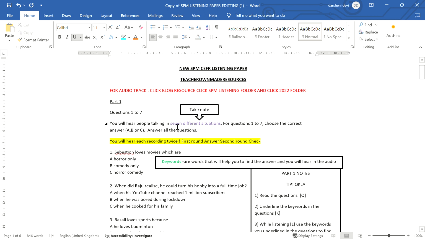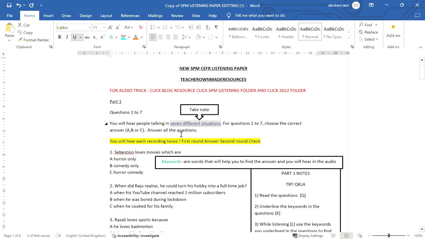So you will hear people talking in 7 different situations. Can you see here? This is like 7 different situations. So take note of this, okay? In your exam, when you see this, you just underline it. Then we continue. For questions 1 to 7, choose the correct answer.